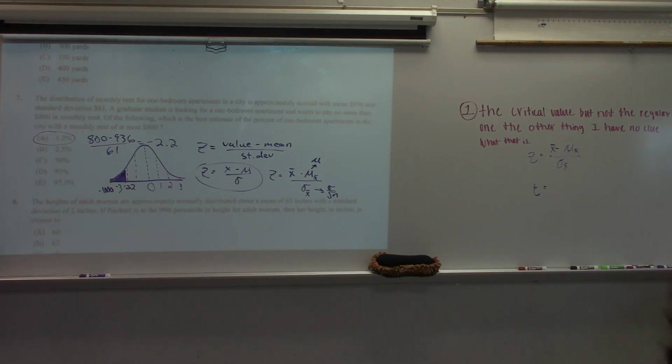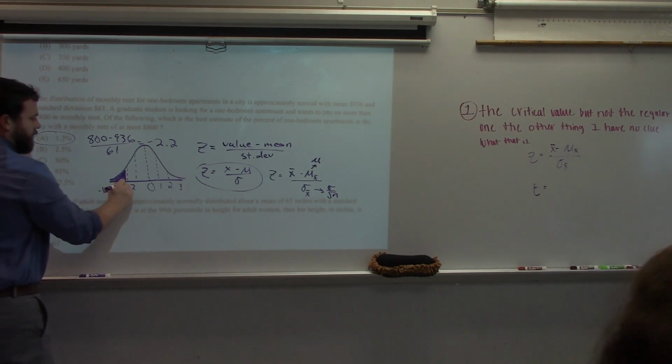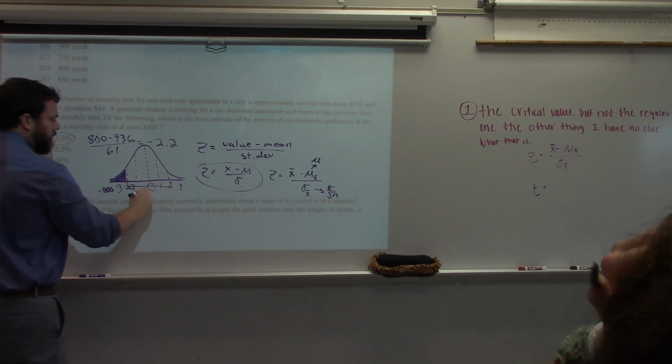I will point this out. I didn't have to actually do any of that work. Do you know why? Empirical rule. What percent of my data is between 2 below and 2 above?